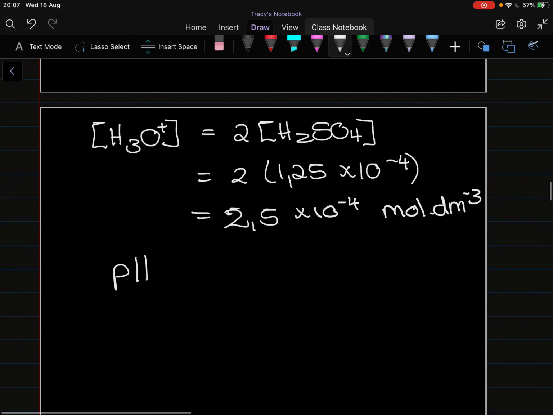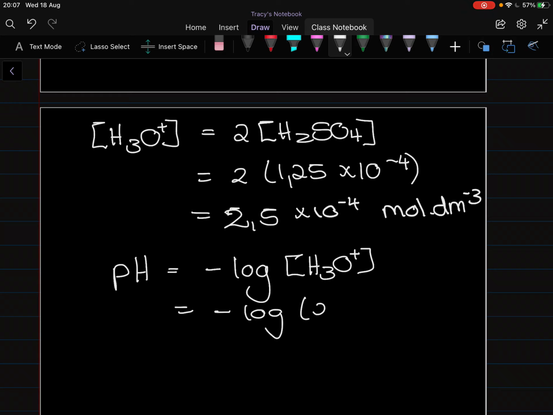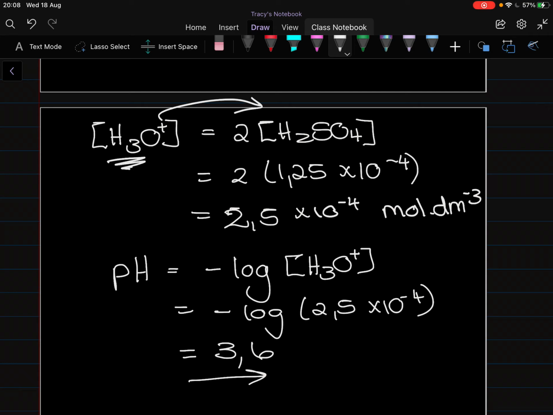We know pH is the negative log of the H3O+ concentration. That gives me the negative log of 2.5 times 10 to the minus 4. That means we get a pH of 3.6. The trick here is to remember that the H3O+ concentration is twice the H2SO4 concentration because there are 2 hydrogens per H2SO4 molecule. So it's a 2-to-1 relationship. Great, we're done.